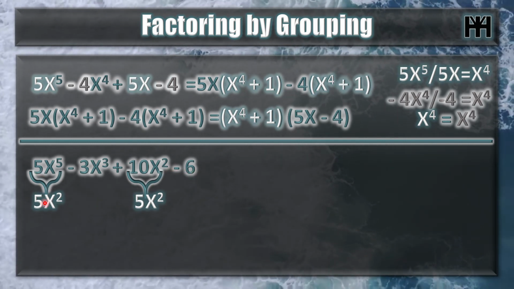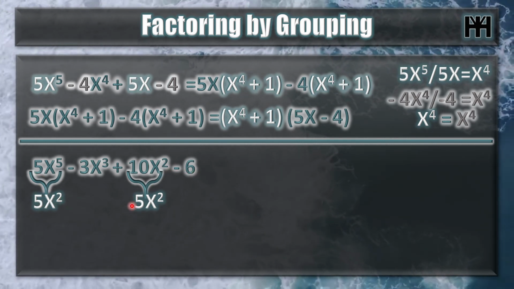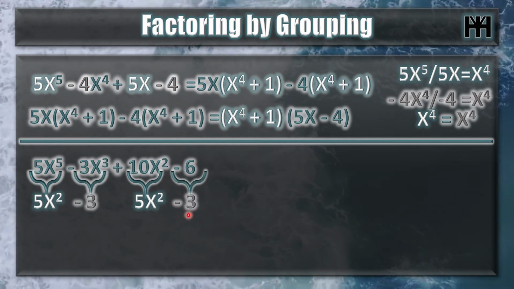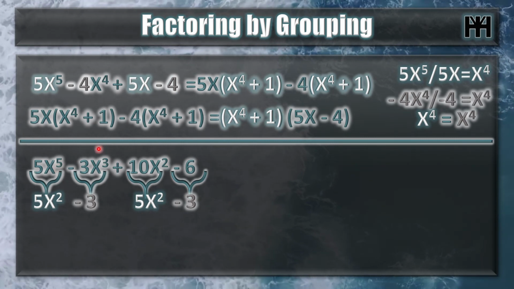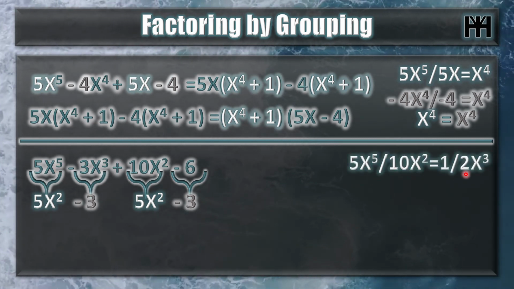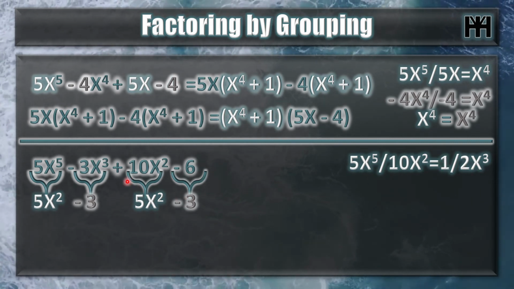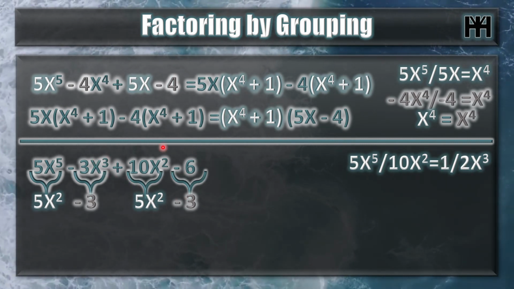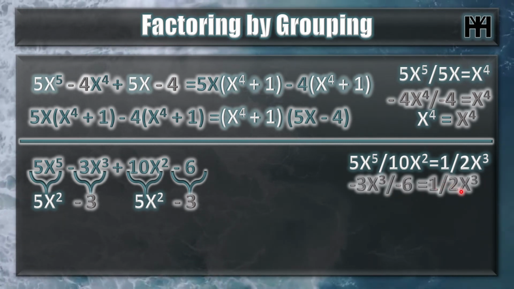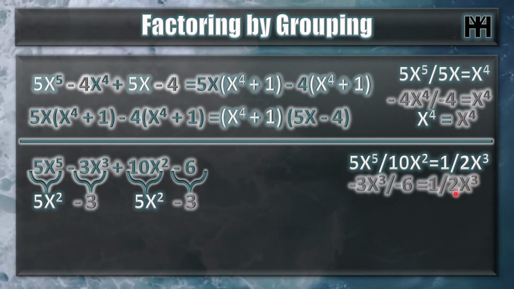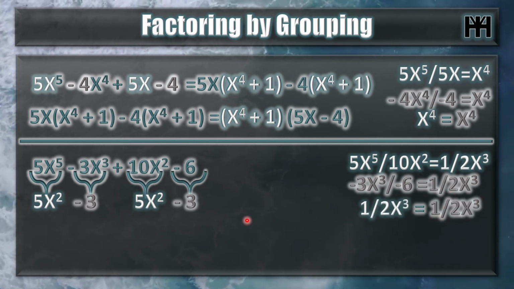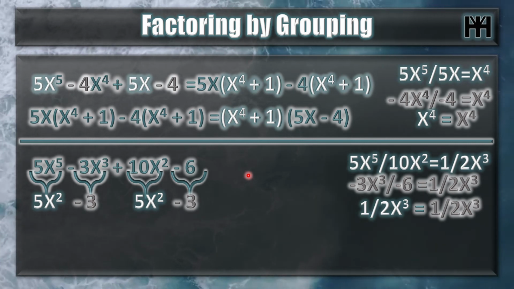Both of them have 5x^2 as a common factor between them, and both of these numbers have negative 3 as a common factor between them. Let's take the first two terms' division, so it will give us 1 over 2x^3. Let's take the second two terms' division, so it will give us half x^3. So they're the same. So this question is answerable by factoring by grouping.